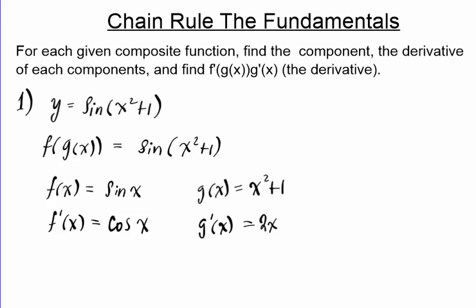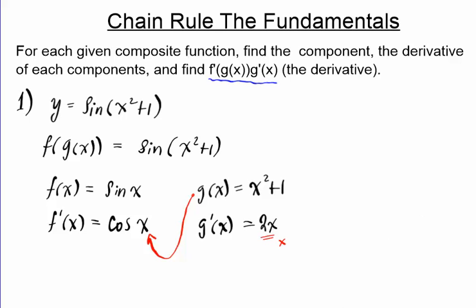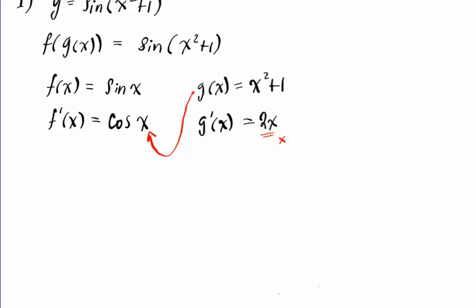To accomplish this, we'll simply take g of x and plug it into f prime of x, and then we'll multiply it by g prime of x. That's what we're going to do. So what we want to find is f prime of g of x, the derivative of the outer function evaluated at the inner times the derivative of the inner function. This is the chain rule or the outside-inside rule.